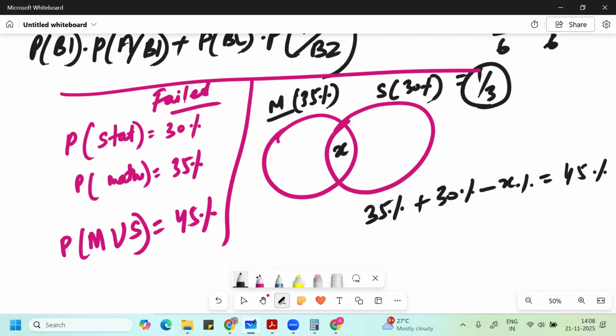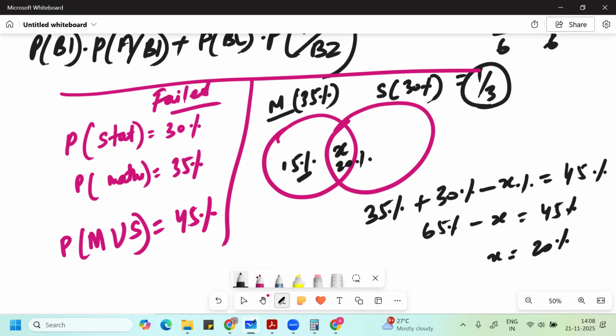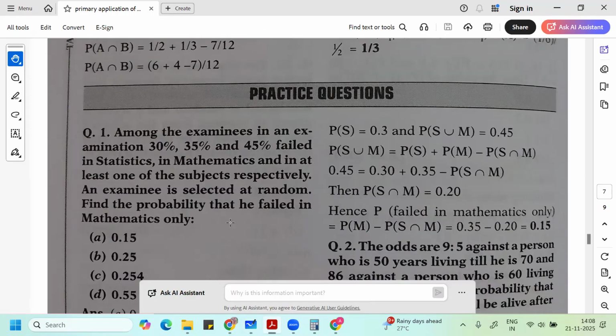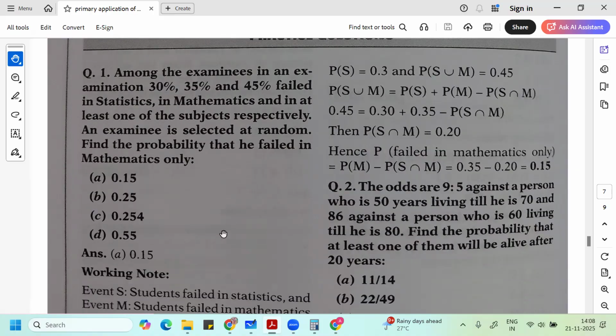is 45. So 65% minus X means you're failing in both the subjects. It is 45. So you fail in both the subjects, it is 20%. So you fail only in maths, it would be 15. 15, option A. Clear?